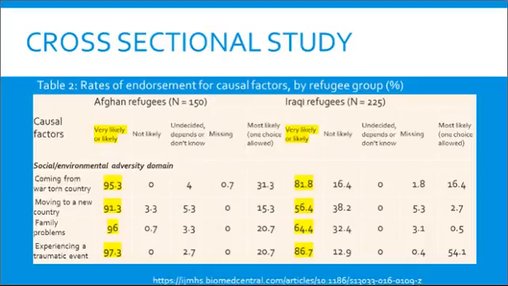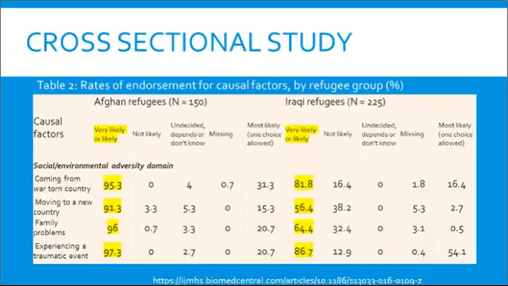For example, we see that coming from a war-torn country and experiencing a traumatic event are the two pretty much highest categories in both Afghan refugees and Iraqi refugees. But there are some differences in terms of moving to a new country or having family problems. There seems to be a difference of opinion between these two groups as to whether those factors affected their development of PTSD or not.